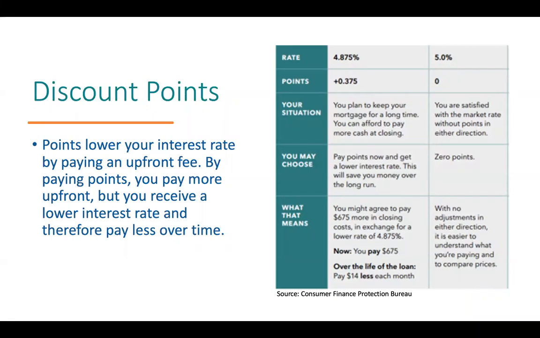So you'll see here on the left side, the situation is you plan to keep your mortgage for a long time. So you want to have a more affordable long-term payment. So they've paid the points down to get that lowered, and they have agreed to pay the $675 more at closing to be able to get that 4.875% interest rate. So they'll pay that $675 at time of closing, which will help them pay $14 less each month.